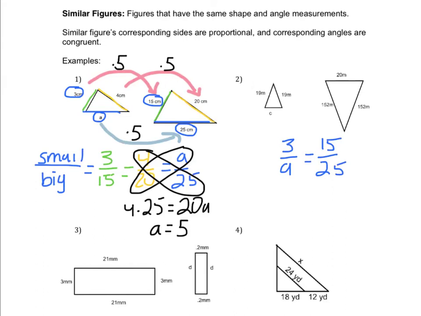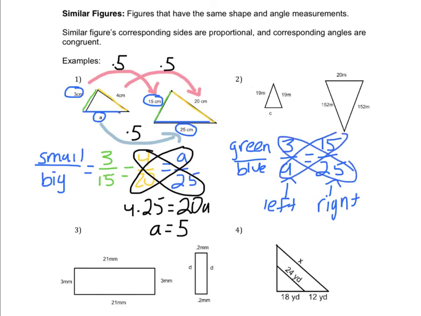Each of the numbers in the numerator here are our green sides, and each of the numbers in our denominators are our blue sides. It doesn't matter as long as your numbers in the top of your proportion have something in common. Your numbers in the bottom of your proportion have something in common. Notice that the 3 and the A are both from the left triangle, and the 15 and the 25 are both from the right triangle. Or again, this is our big triangle on the right and our small triangle on the left. When we solve this proportion, we get the same answer, because 15 times A equals 75 gives us an answer of 5.